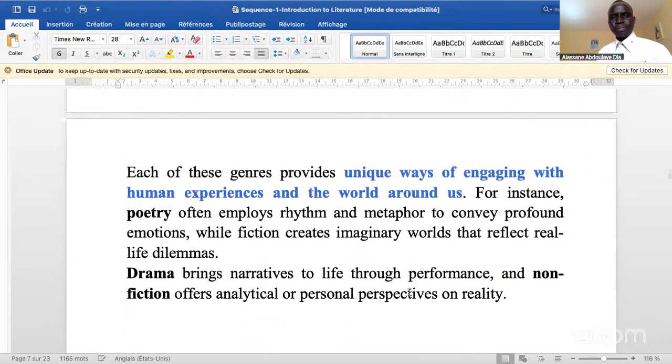And next, each of these genres, they give a unique way of engaging with human experiences in the world around us. What does this mean? Every genre, fiction, drama, poetry, has its own mode of engaging.